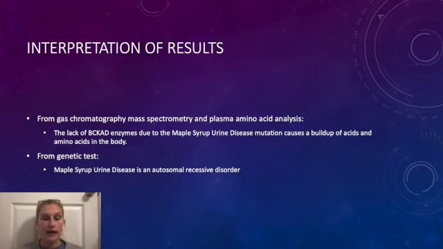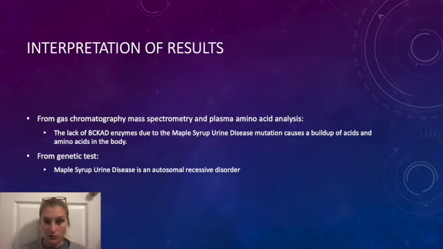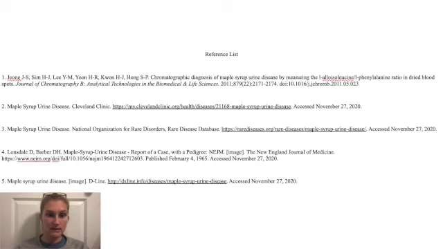So from the gas chromatography, mass spectrometry, and plasma amino acid analysis, we can see that the lack of the BCKAD enzymes are due to the maple syrup urine disease mutation that causes a buildup of the amino acids in the body and the acids that we saw in the mass spectrometry. And from the genetic test, we can prove that maple syrup urine disease is an autosomal recessive disorder, and it's a genetic disorder that is causing the patient to experience his symptoms.